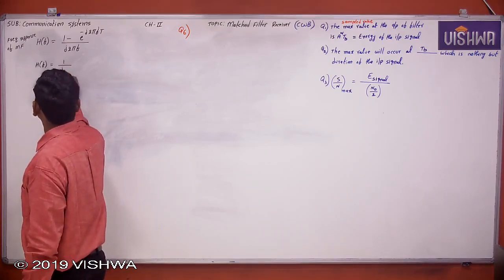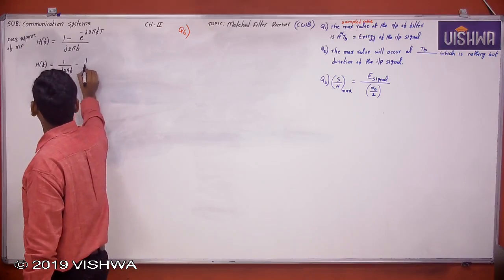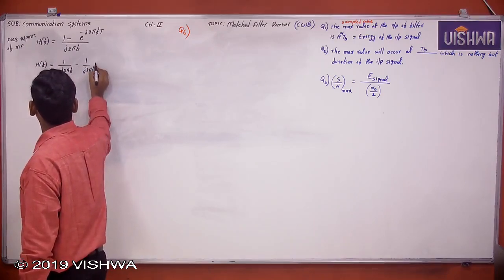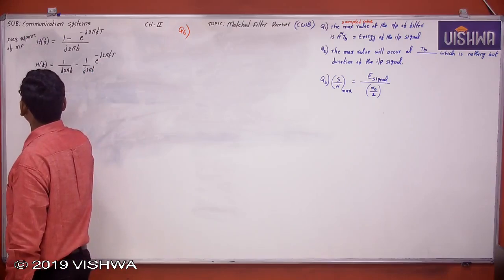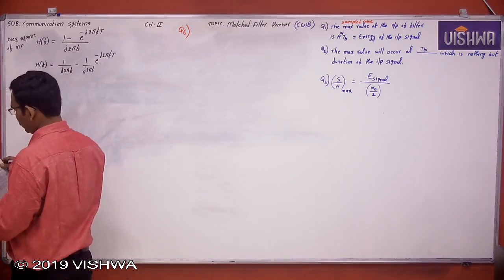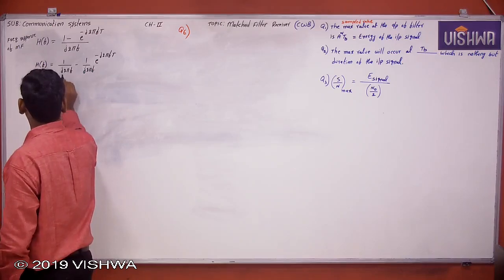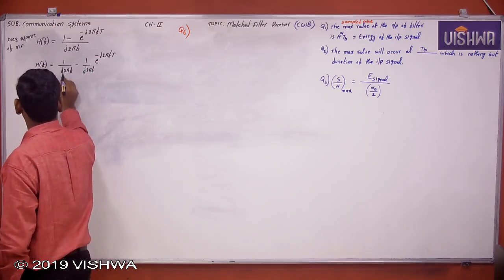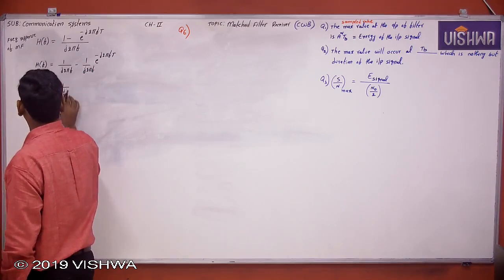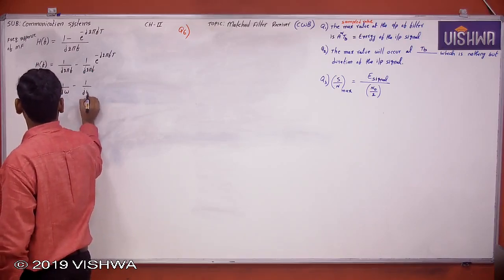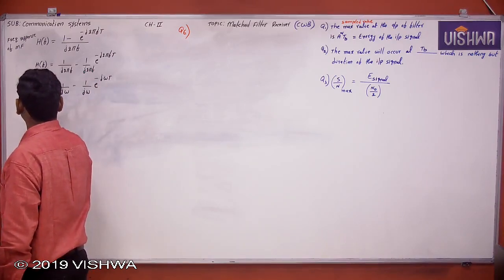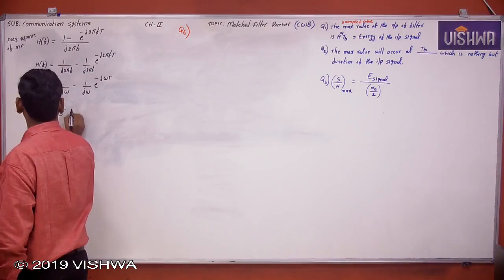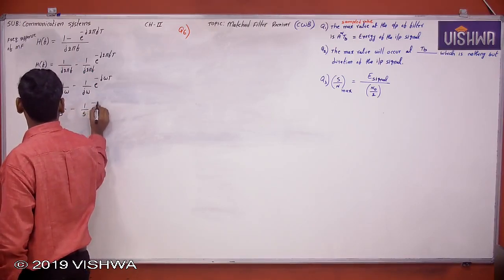1 by j 2 pi f, by 1 by j 2 pi f into e power minus j 2 pi f t. Now therefore this is H of f, which is equal to 1 by j omega, by 1 by j omega into e power minus j omega t. Therefore H of f is equal to 1 by s, by 1 by s into e power minus st.